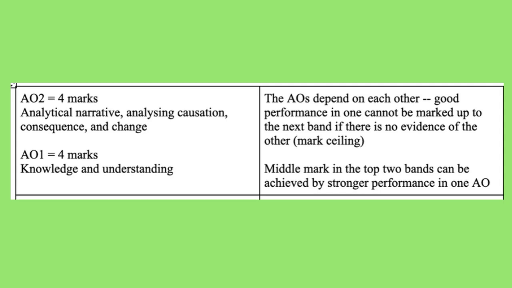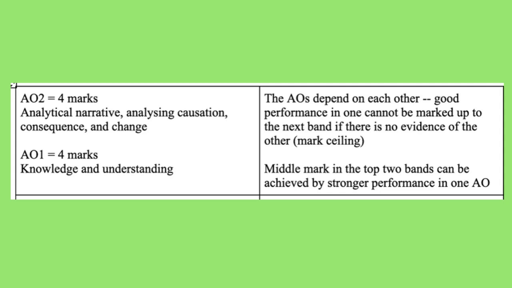So, what is an analytical narrative? Remember, it's not just telling a story, they're asking you to do a little bit more than that. So, they've given you an event and you need to say A happened, and as a result of A, B happened, and as a result of B, C happened. And in laying it out like that, you're showing that you've got a really good knowledge and understanding of the topic, but you're being analytical. That's because you're explaining why A led to B and why B led to C.